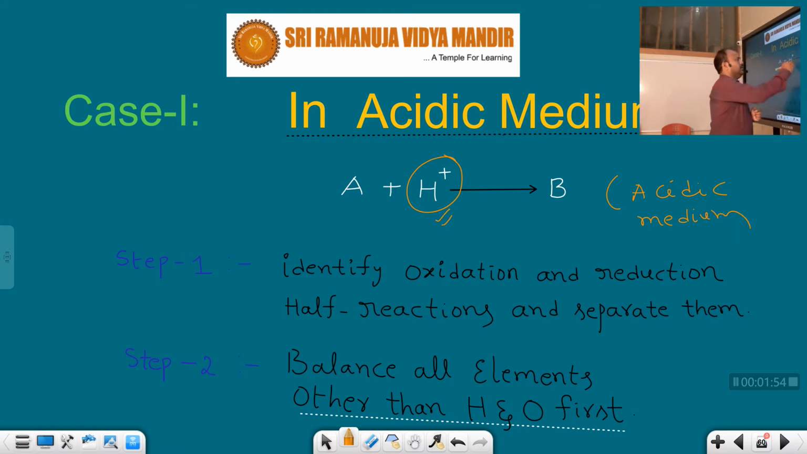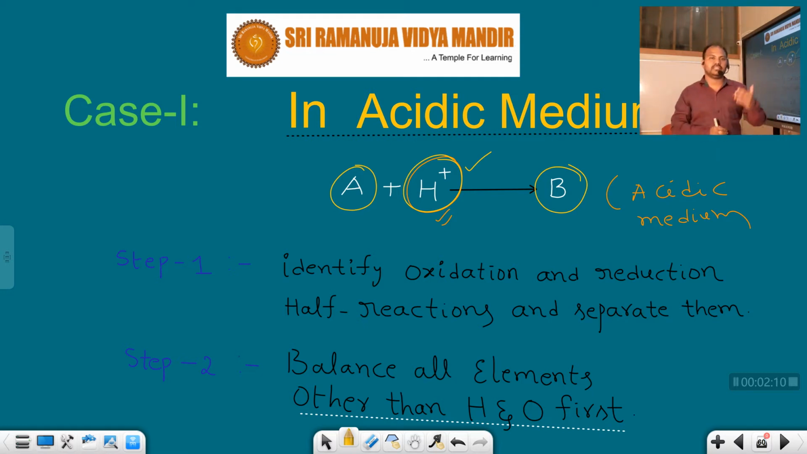Take a look here. Here A converts into B. Am I correct or not? This is A, this is B. This conversion of A into B takes place in the presence of which one? H+. That means in the presence of acids, because only acids are capable of releasing H+ ions. You know this very well. Now, the first step: how to balance the redox reaction in acidic medium.